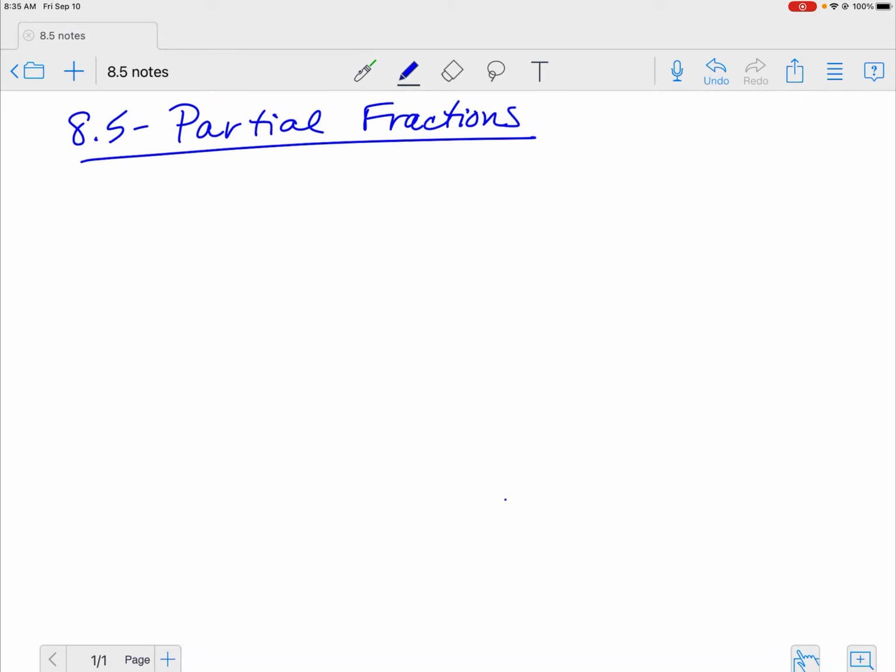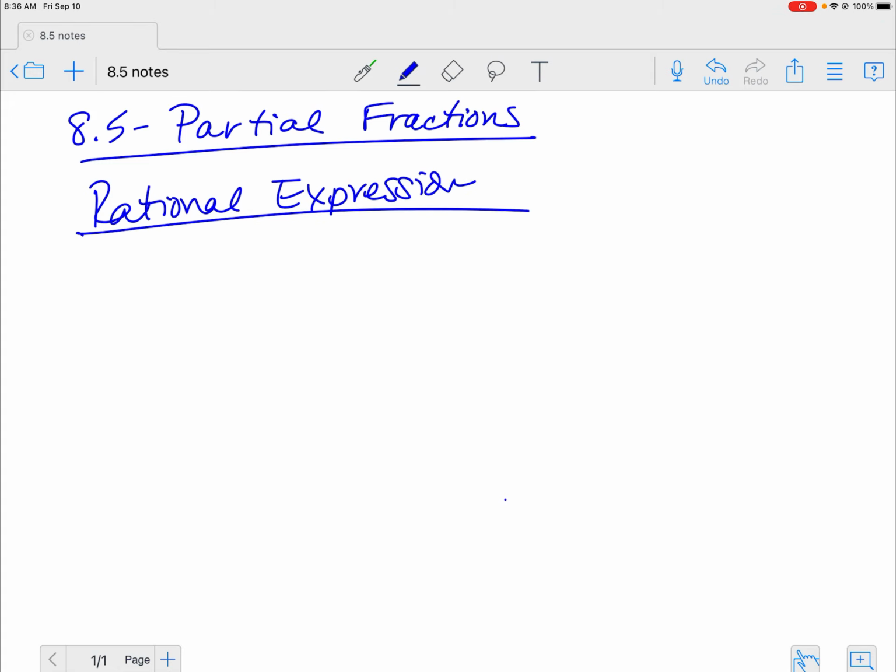Right, partial fractions. So we get the amazing opportunity to work with some rational expressions today. A defining characteristic of partial fractions, and I know I'm going to be using those, is anytime you have a rational expression. Now, fraction, right? That's what we're talking about. A rational expression is a fraction. So prior to even just jumping right into partial fractions, let's talk about this for a second.